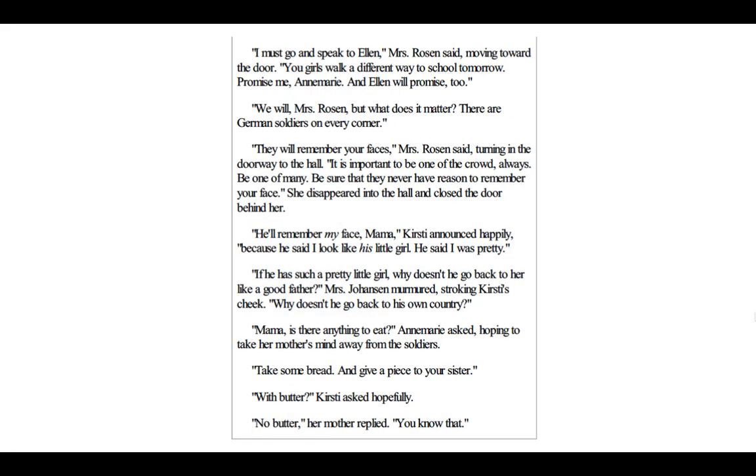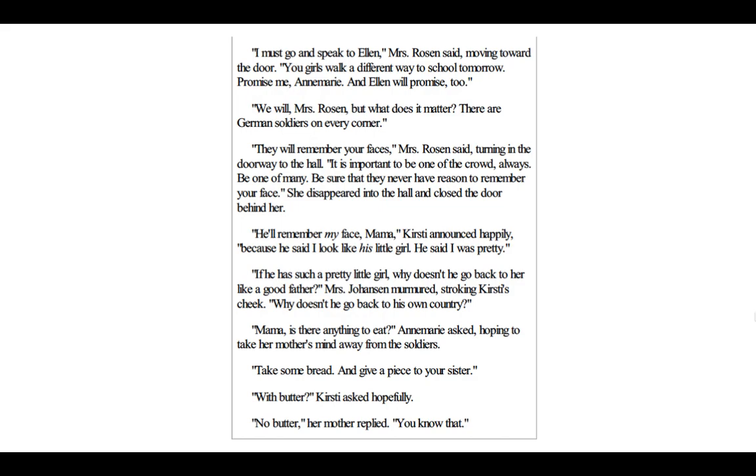I must go and speak to Ellen, Mrs. Rosen said, moving toward the door. You girls walk a different way to school tomorrow. Promise me, Anne Marie, and Ellen will promise too. We will, Mrs. Rosen, but what does it matter? There are German soldiers on every corner. They will remember your faces, Mrs. Rosen said, turning in the doorway to the hall. It is important to be one of the crowd, always. Be one of many. Be sure that they never have reason to remember your face. She disappeared into the hall and closed the door behind her.